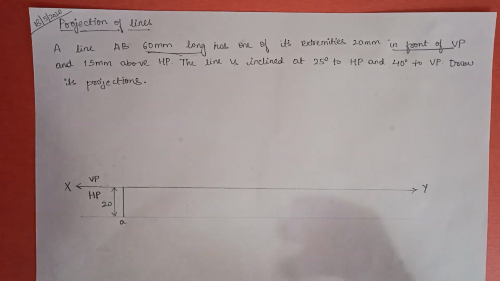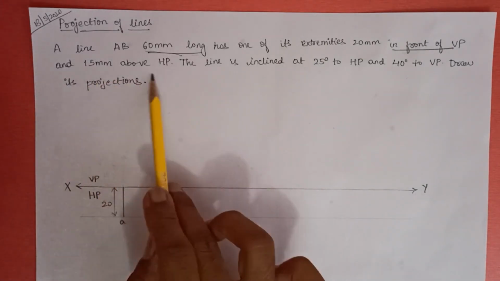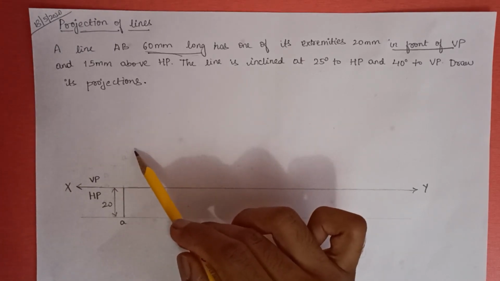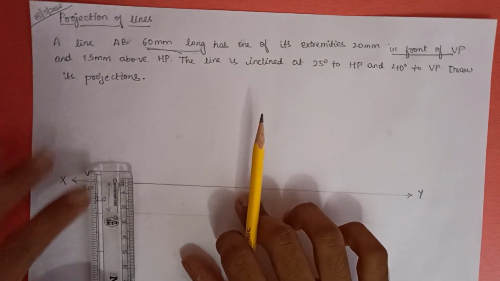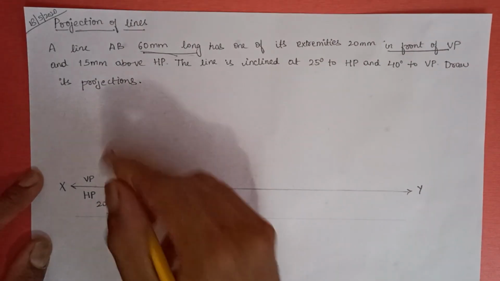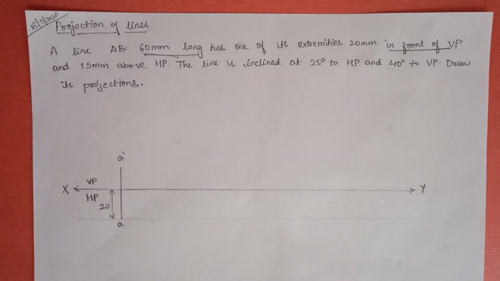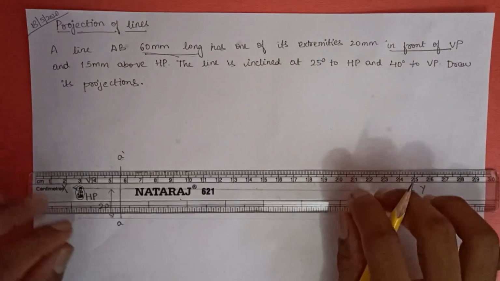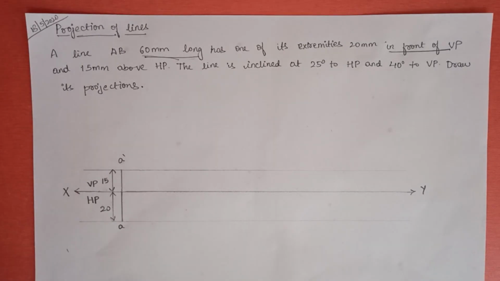Okay, now next step is 15 mm above HP. This means the projection is 15 mm above the XY line in VP. Okay, take a scale once again and draw 15 mm line, and now you need to label this as A dash because it is in the VP and it is a front view. And again you need to draw the locus A bar or A dash and mark the distance. Okay, now we are 10% done with the problem, guys.